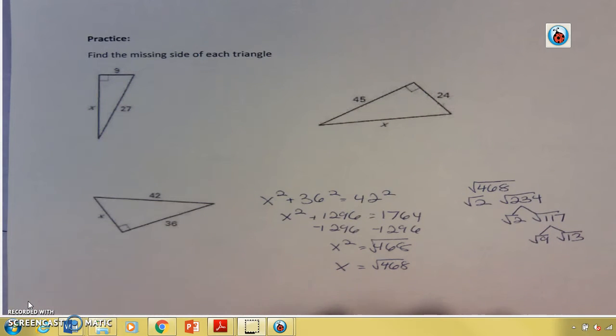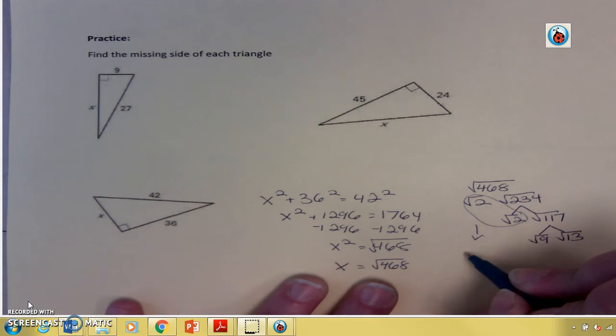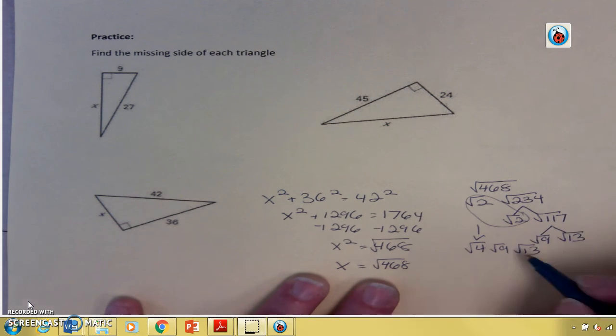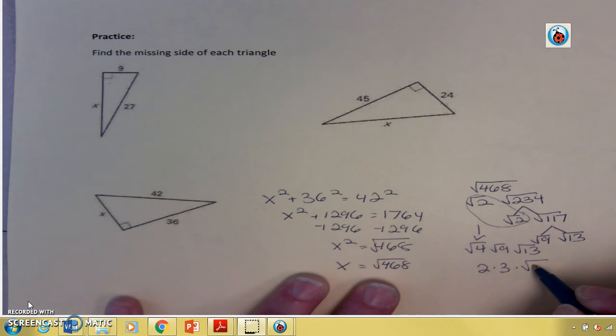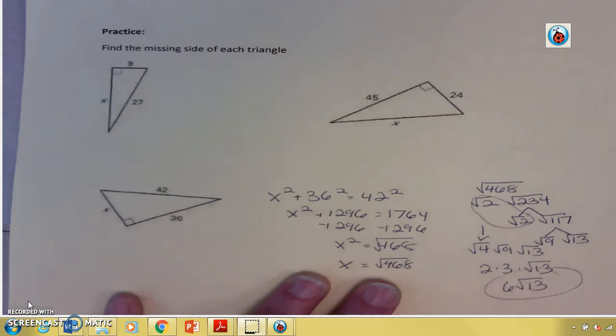So this looks a little funky, but if I now piece these together and say that's the square root of 4 times the square root of 9 times the square root of 13, these are ones I can take. Square root of 4 is 2, square root of 9 is 3, square root of 13, no clue. So the answer to this would be 6 square root of 13. All right, good luck, guys.